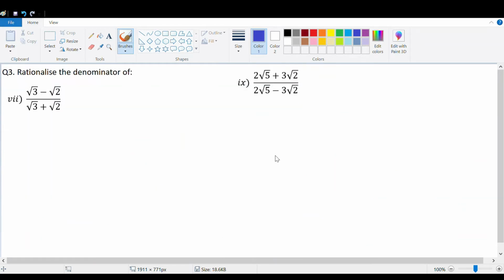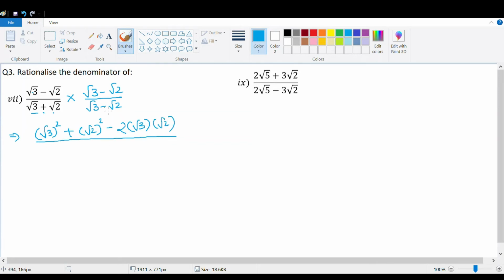So the next question that we do is question number 3, part 7. It says rationalize the denominator of. So again, this is in the form x plus y, so I multiply it with x minus y, and the denominator also x minus y. This is in the form x minus y whole square, which means this would be x square plus y square minus 2 times x y. So that's my numerator, and the denominator is in the form x plus y multiplied with x minus y, which is nothing but x square minus y square.